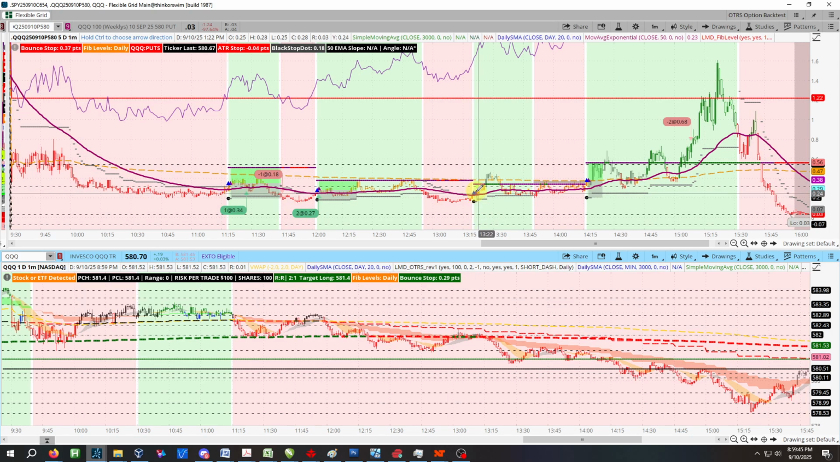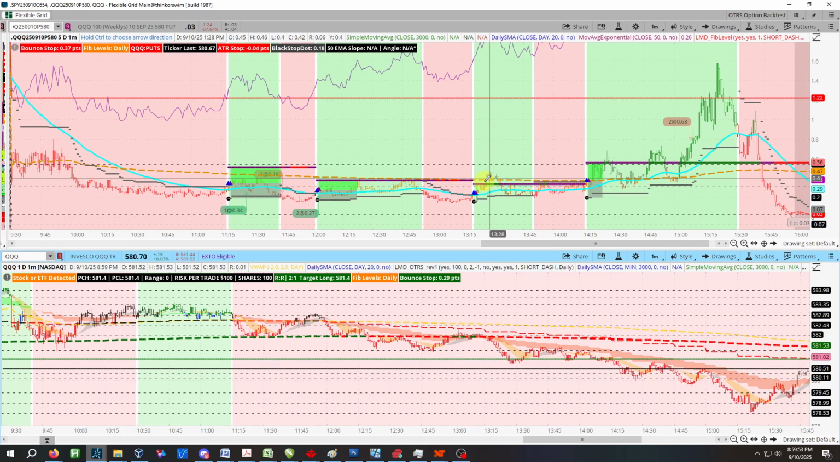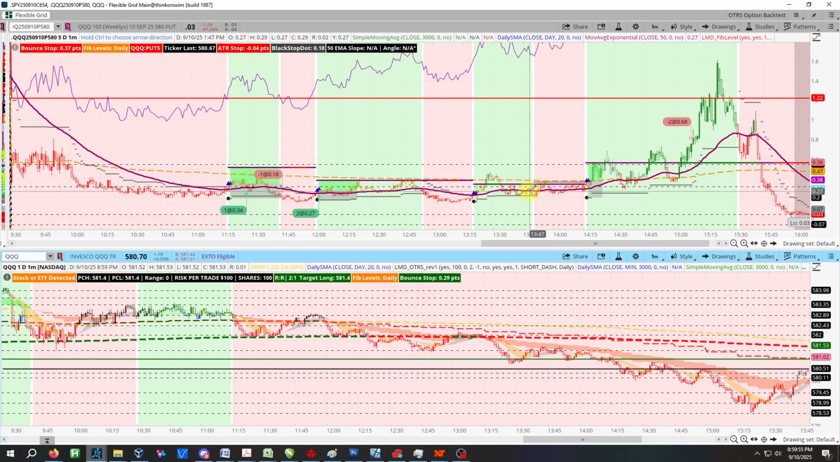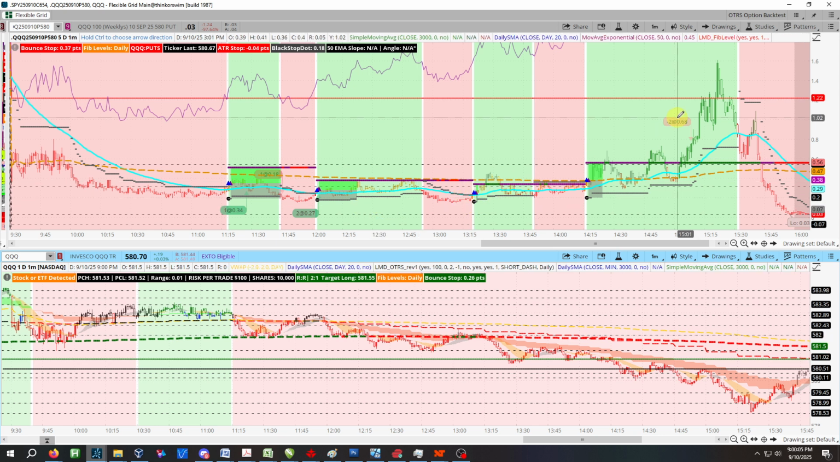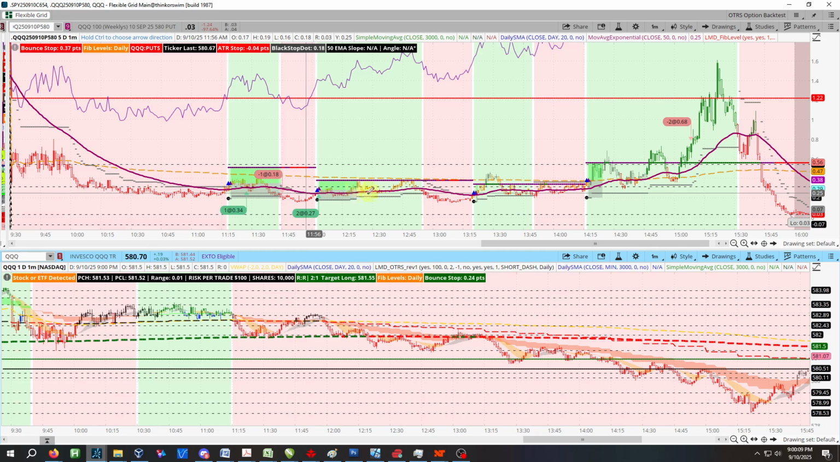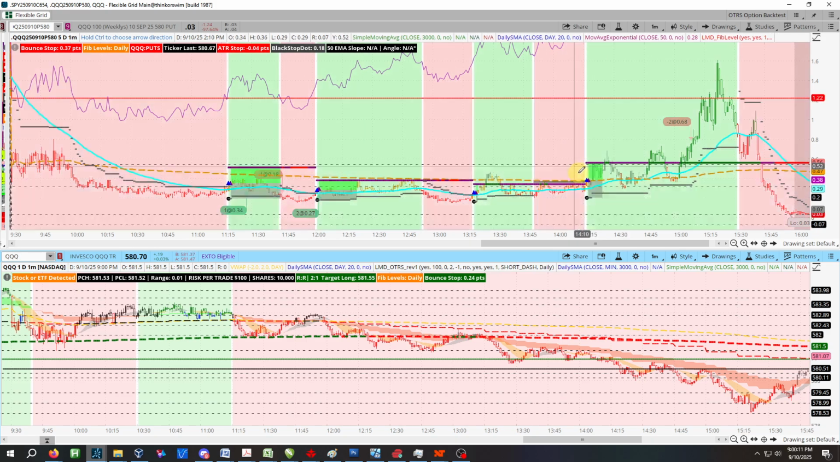Blue signal, purple trigger. Again, this goes 1R fairly quickly. Actually goes about 2R. Pulls back down. This one would not have stopped you out. So this trade, you would have been in all day again. But we're discussing the one that I was in, and I continued to stay in this one.